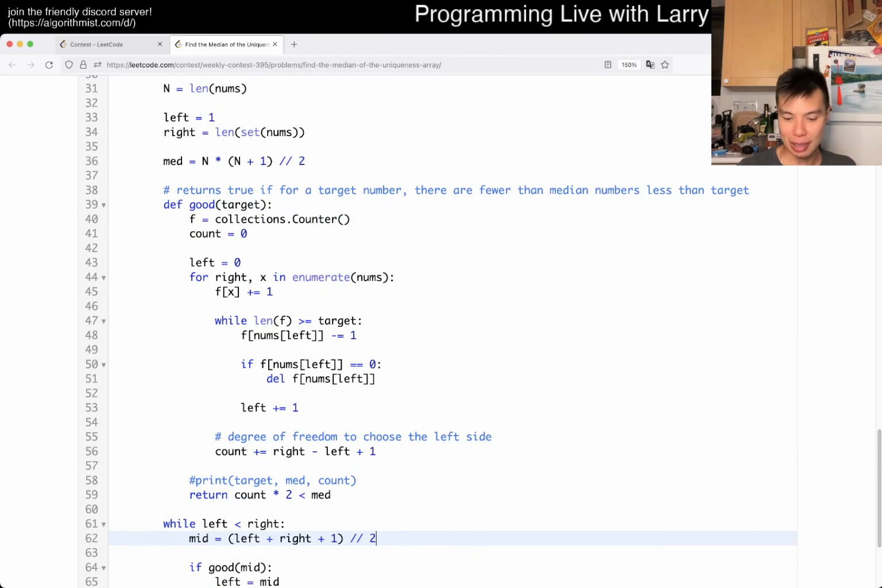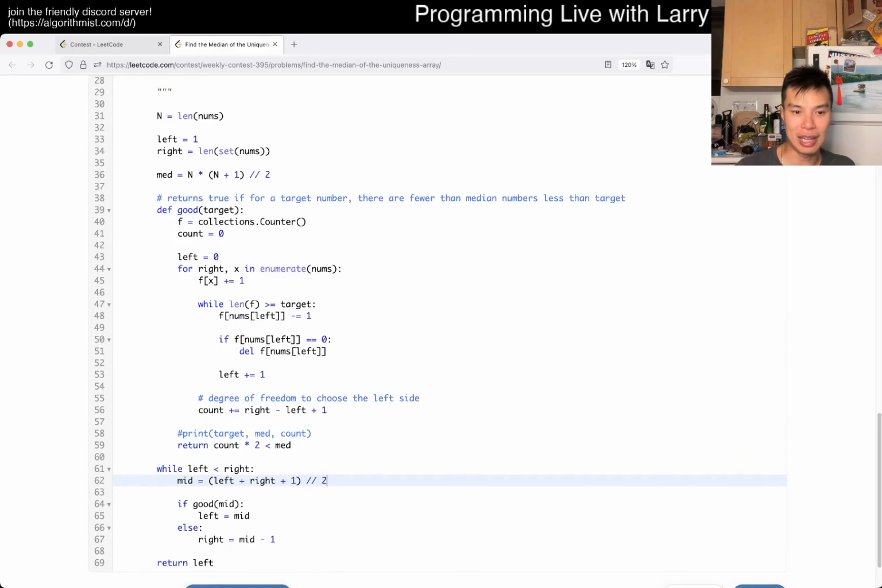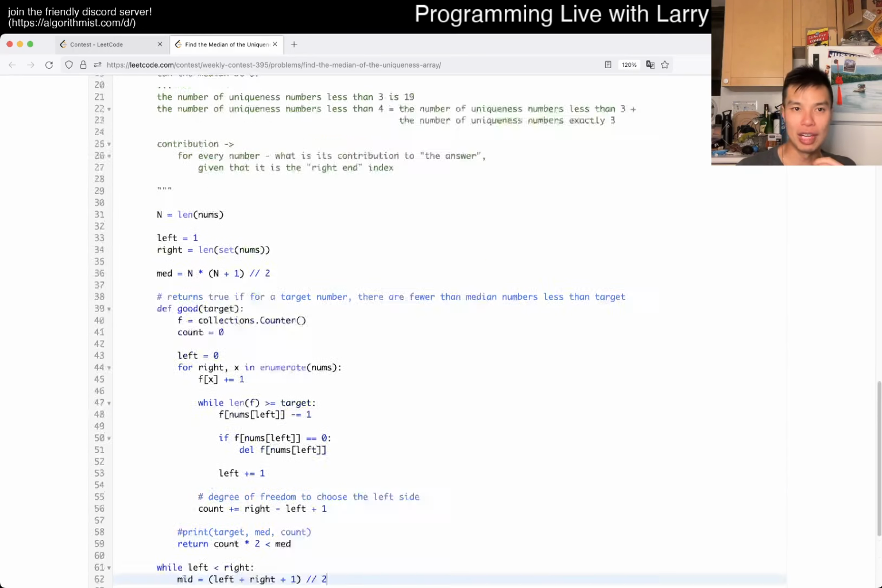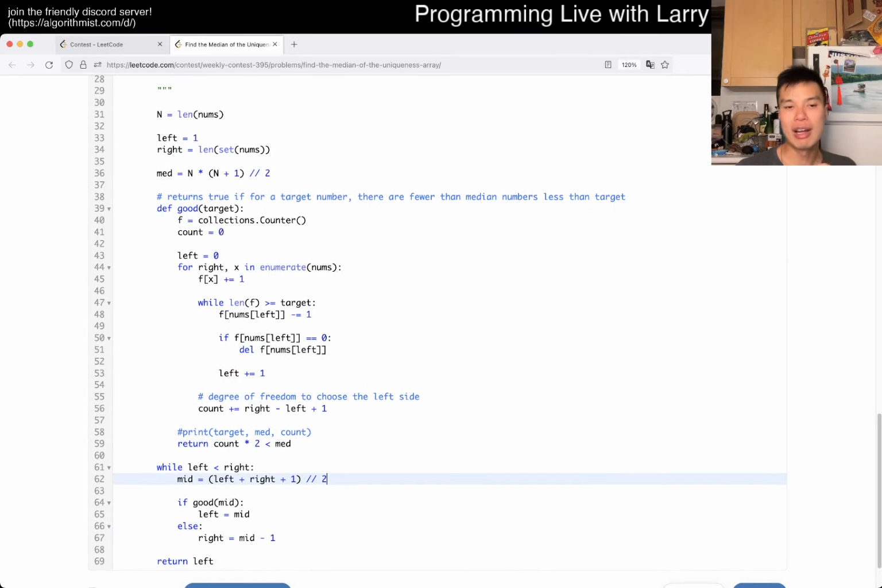Let me know what you think. Let me make this window smaller so you could see the entire code. And this is the entire code. I think the top is just my comments and the definition. So this is my entire code. Let me know what you think.